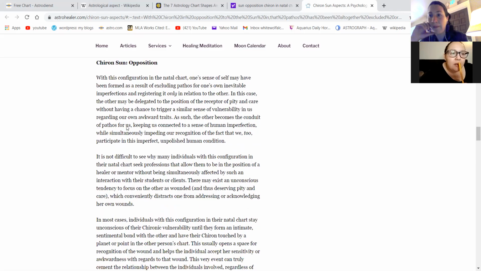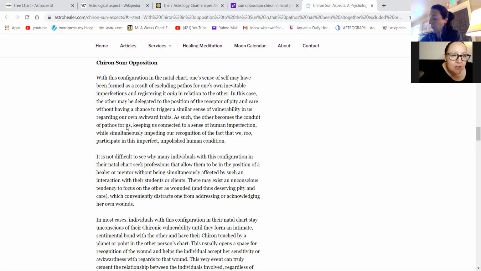No, I'll just start. With this configuration in the natal chart, one's sense of self may have been formed as a result of excluding pathos for one's own inevitable imperfections and registering it only in relation to the other. In this case, the other may be delegated to the position of the receptor of pity and care without having a chance to trigger a similar sense of vulnerability in us regarding our own awkward traits. As such, the other becomes the conduit of pathos for us, keeping us connected to a sense of human imperfection while simultaneously impeding our recognition of the fact that we too participate in this imperfect, unpolished human condition.